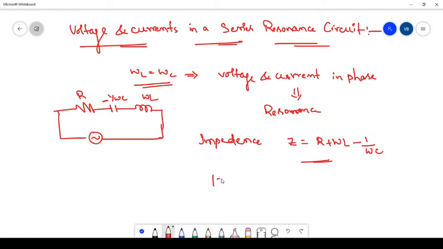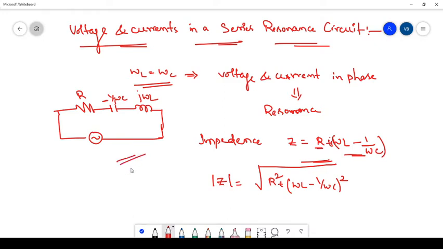We calculated magnitude and phase for the impedance of this series resonance circuit also. So what is the magnitude? We can write the real part square plus imaginary part square, so the square root of R squared plus omega L minus 1 by omega C whole squared. Here we write j omega L and here j omega C, so these two are the imaginary parts and this is the real part. Now we are going to find the relation between the impedance and the current in this circuit.